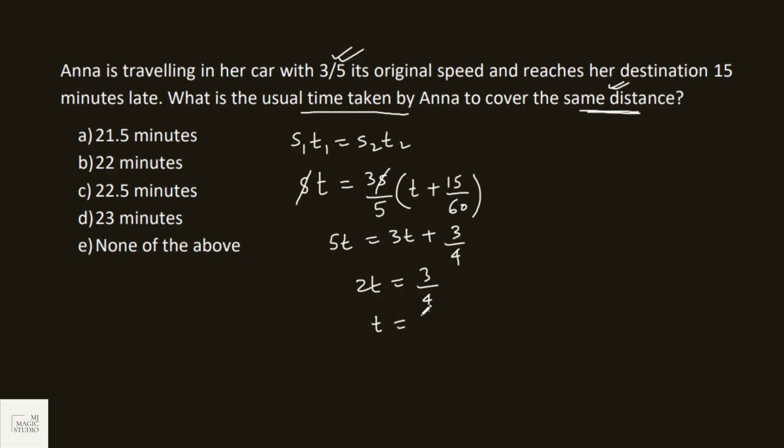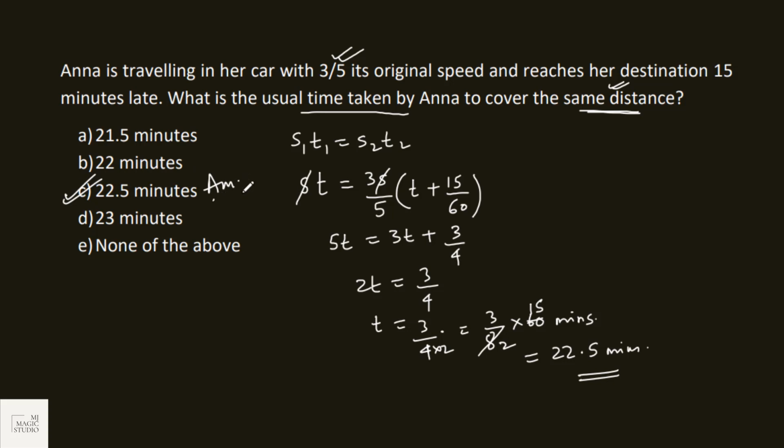So T is 3 by 4 into half, that is 3 by 8 into 60 if we need to find answer in minutes. 4, 2, 4, 15. 45 by 2 is 22.5 minutes. Normal time taken by her to cover the same distance at the usual speed is 22.5 minutes. That is given in option C.